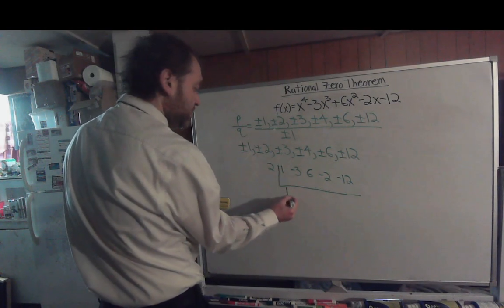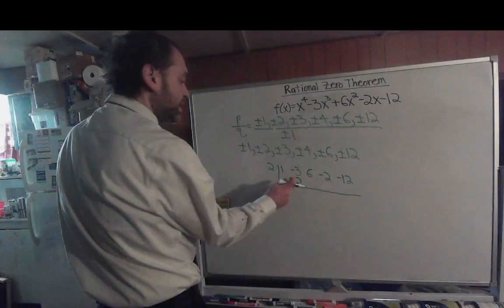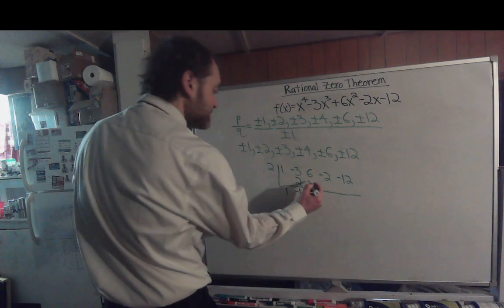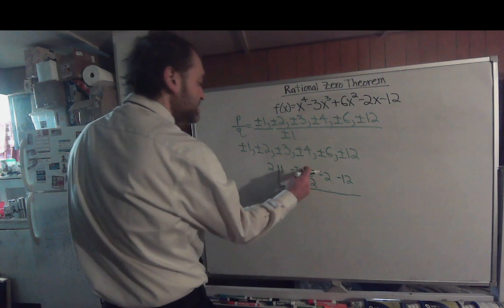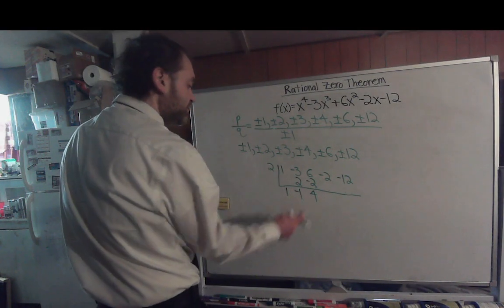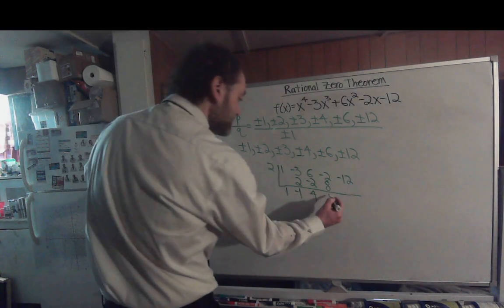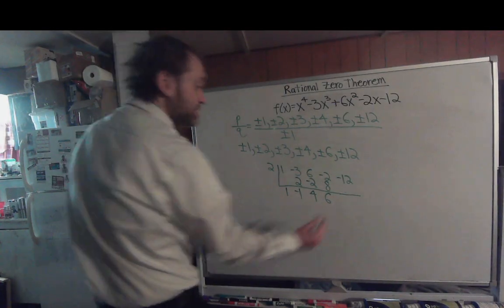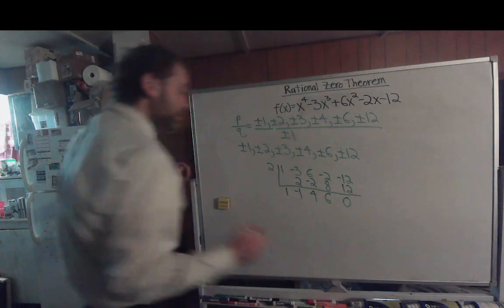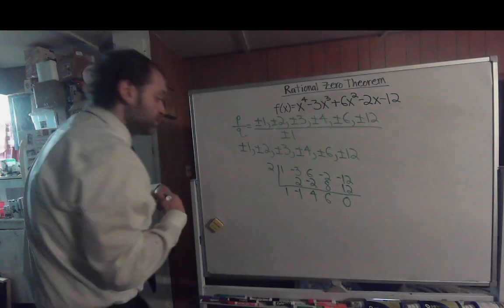Bring down your 1. 2 times 1 is 2. All right, negative 3 plus 2 is negative 1. 2 times negative 1 is negative 2. 6 minus 2 is 4. All right, 2 times 4 is 8. Negative 2 plus 8 is 6. Well, 2 times 6 is 12. Negative 12 plus 12 is 0. So what do you know? We have that x minus 2 is a factor.